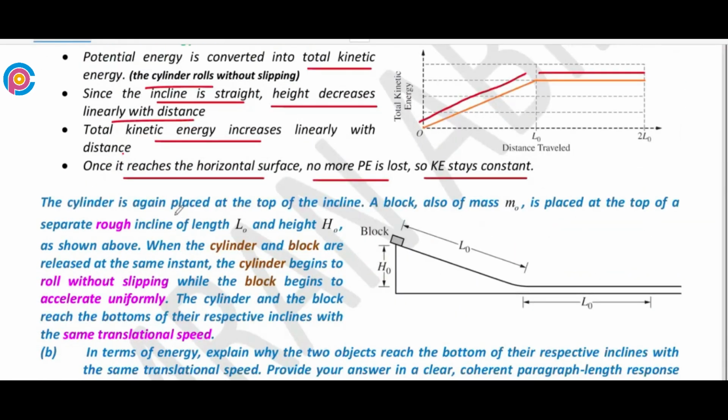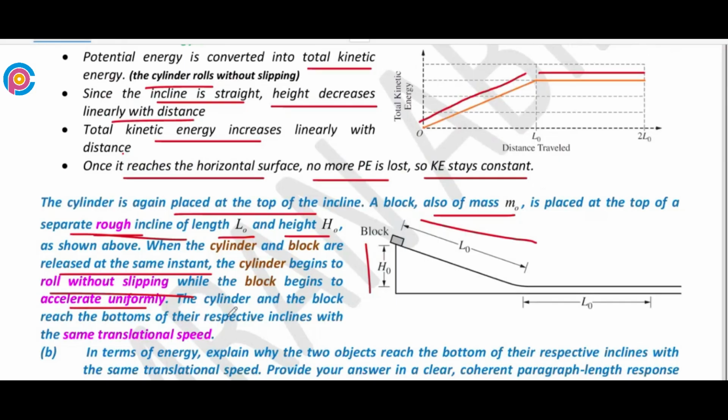Okay. The cylinder again is placed at the top of the incline. The block, also of mass m0, is placed at the top of a separate rough incline of length L0. Now the surface is rough. The length is L0 and the height is h0, same as the previous case, but this time the surface is rough. When the cylinder and block are released at the same instant, the cylinder begins to roll without slipping while the block begins to accelerate uniformly. The cylinder and the block reach the bottom of their respective inclines at the same translational speed.